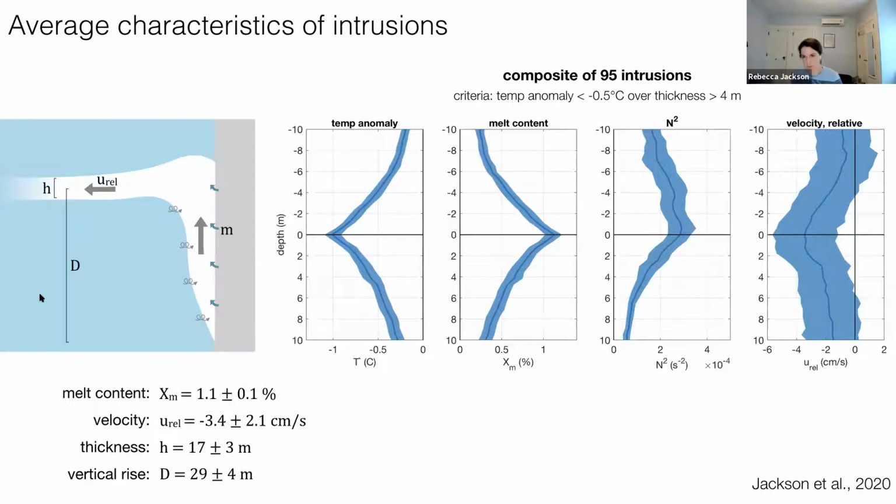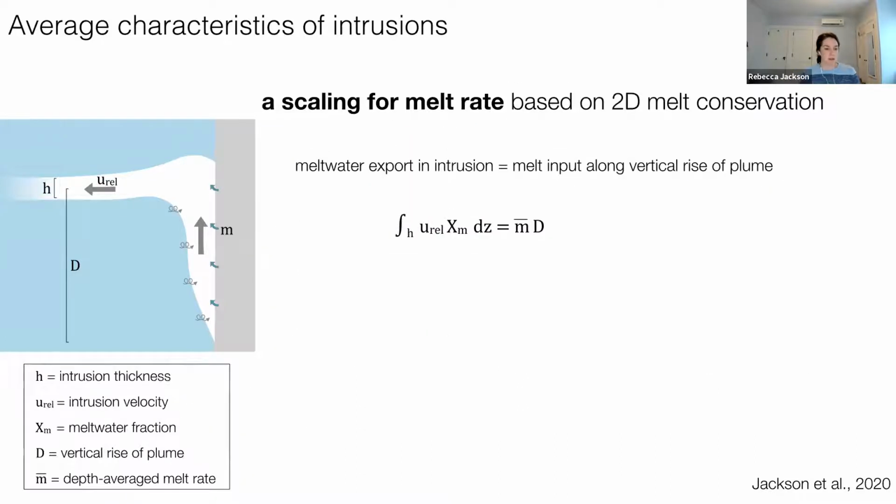So these are somewhat robust quantification of things we can measure. We can take it a step further with a sort of hand-wavy scaling for the melt rate based on conservation of melt in 2 dimensions. If you think that the meltwater exported in the intrusion coming out here should be roughly equal to the melt along the vertical rise of the plume, we can write this simple expression: the average melt rate times the rise of the plume is equal to the melt exported in the intrusion.